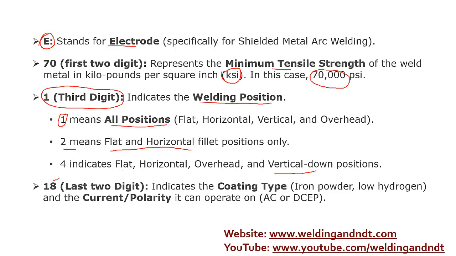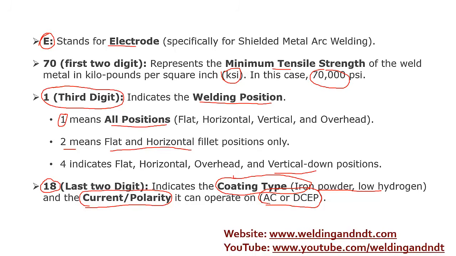Now the last two digits, that is 18 in 7018. The last two digits combined indicate the coating type, meaning the composition of the coating. For 18 it is particularly iron powder, low hydrogen, and the last two digits also indicate the current and polarity in which the electrode can be used. The 18 will be used for AC and DCEP. So it can be used for AC or DCEP, not DCEN.